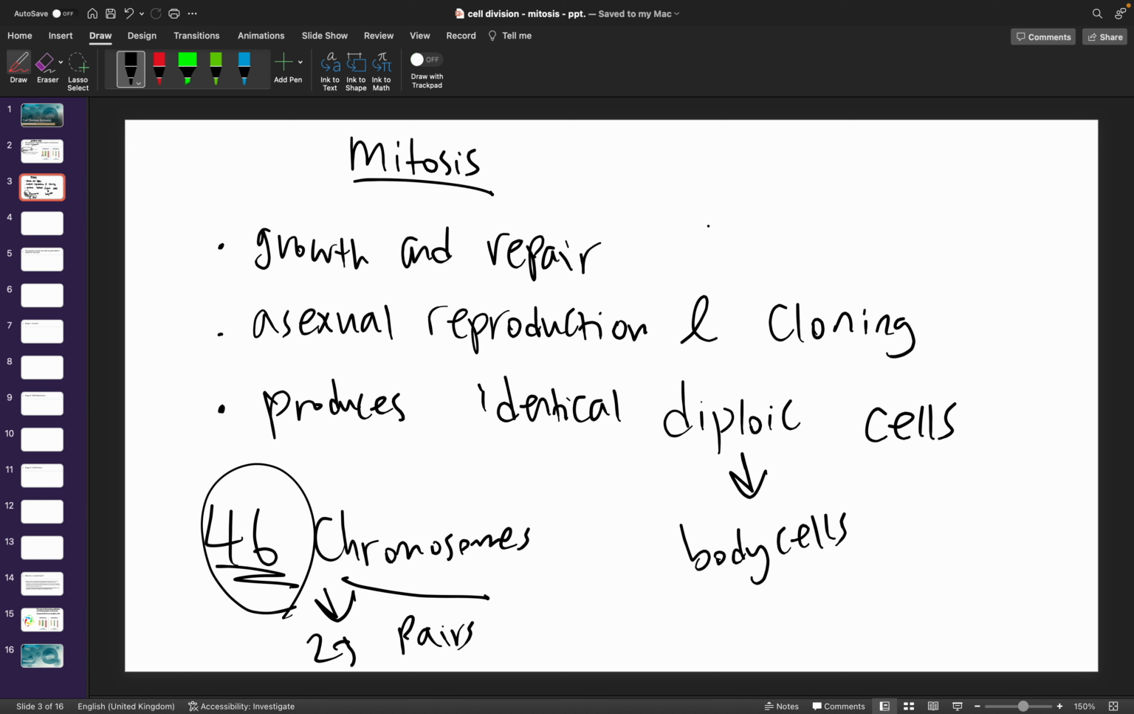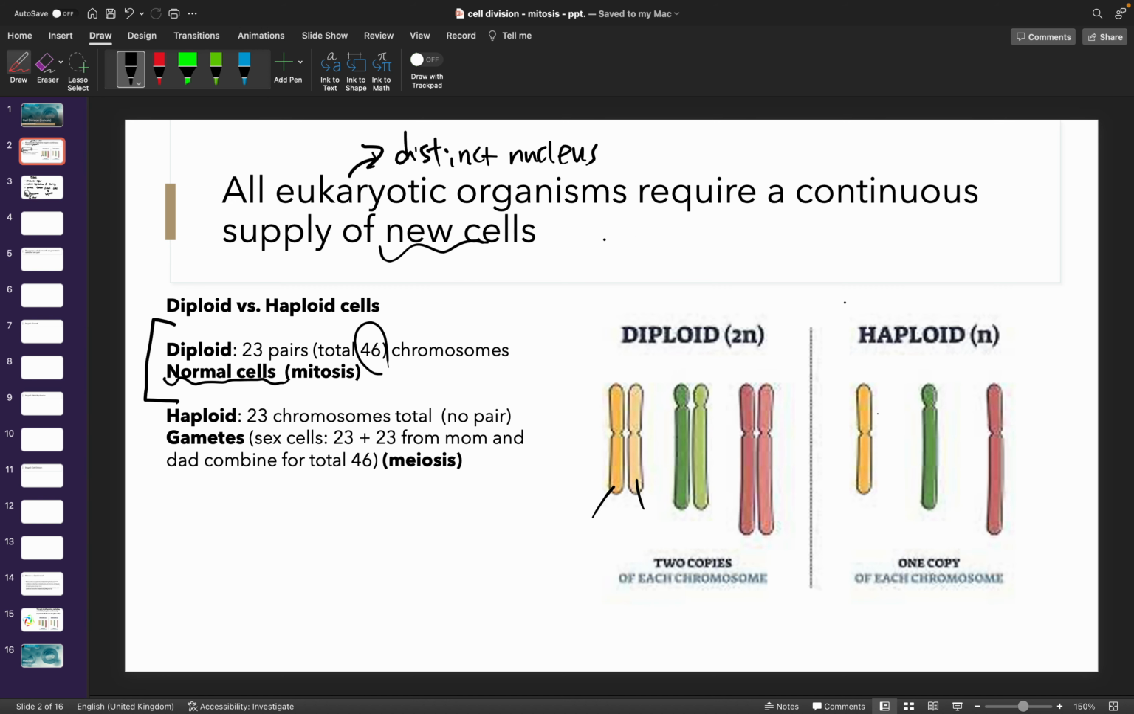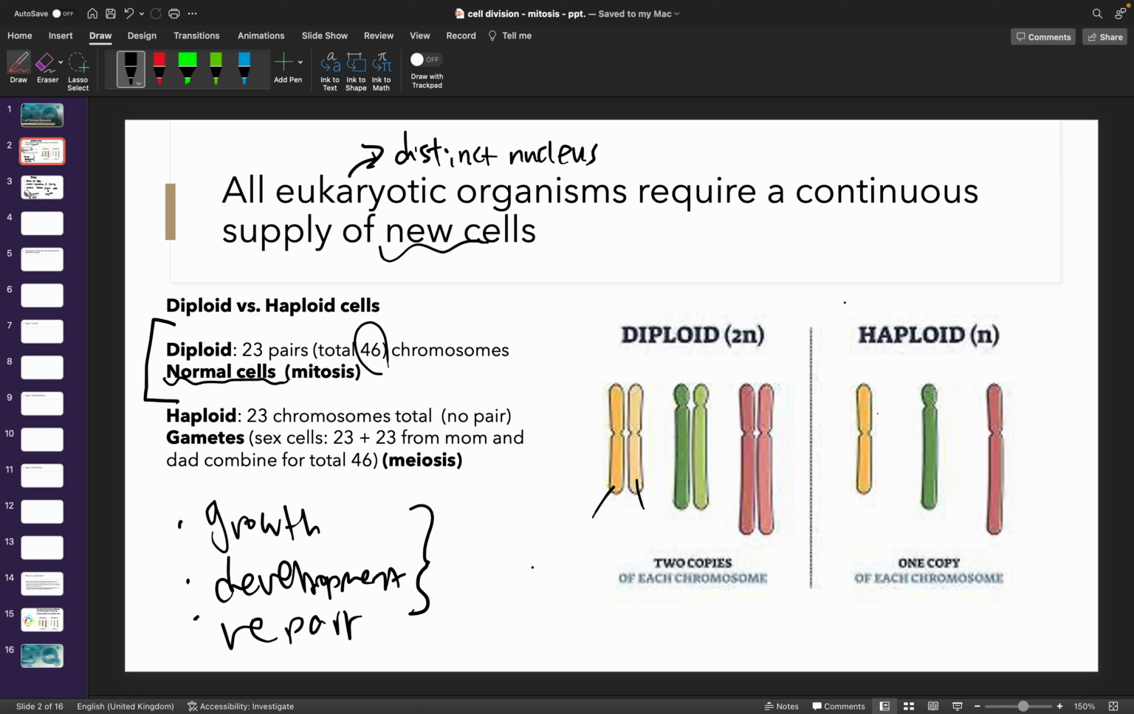All eukaryotic organisms require a continuous supply of new cells, and these new cells are used for growth, development, and repair. This is really important for younger people, like babies or teenagers, because they still grow. You're still growing taller and getting muscles. It's important for young organisms, not just humans but also other organisms, like baby cats, which need to grow in size.